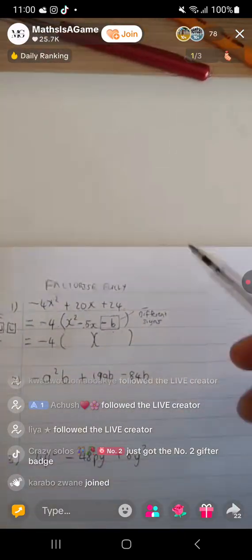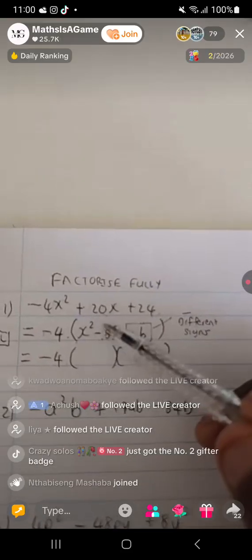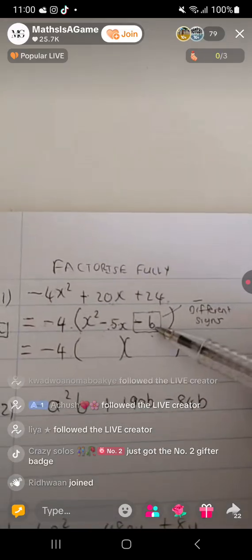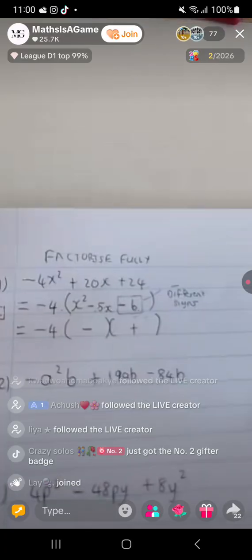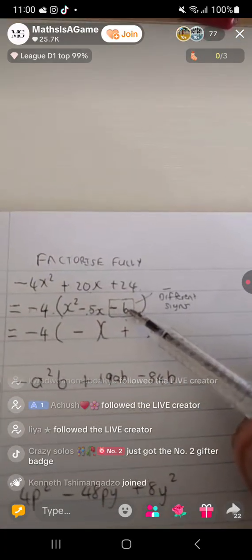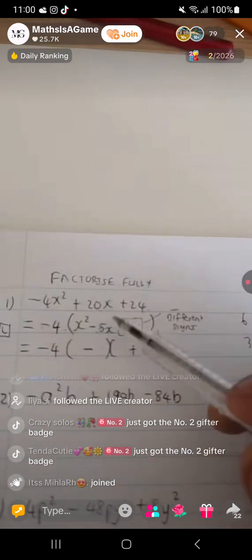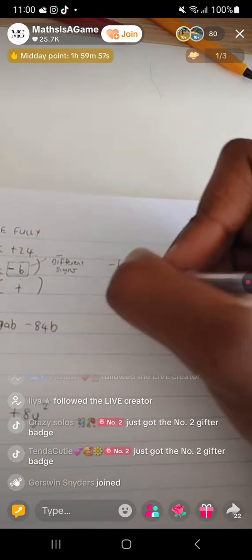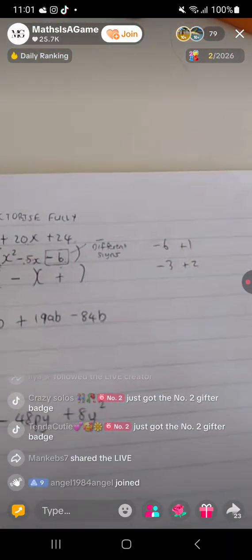Then the factors, guys, of negative 6. Very important. We are going to have different signs, and the highest factor is going to have the negative sign. So let's write our different signs. Then we think about the factors of 6. Okay, we have 6 and 1. We have 3 and 2. The highest factor should have a negative sign, so let's give the highest factors negative signs. Then obviously the other ones will be positive.